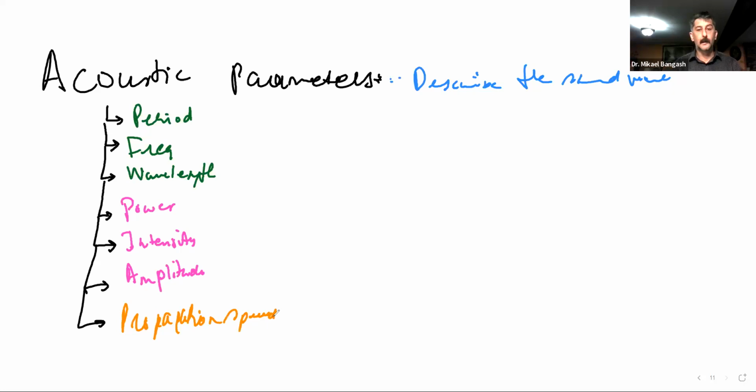Now we are mainly going to talk about the details of these in chapter 3. Chapter 3 is pretty much a detailed account of period, frequency, wavelength, power, intensity, amplitude, and propagation speed: the formulas, the definitions, the units, the typical values, and the relationships to other acoustic parameters. To which are they related, to which are they not related.